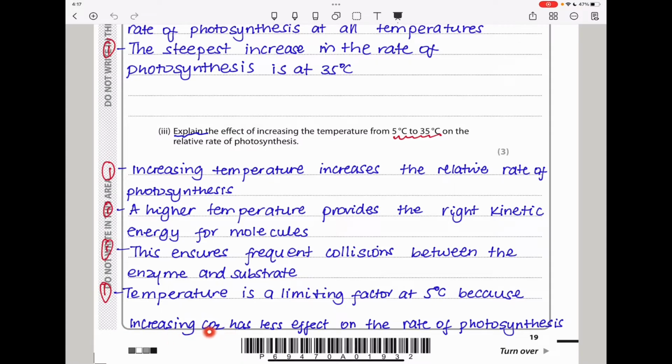So here I said increasing the CO2 concentration has less effect on the rate of photosynthesis. This is if temperature is high enough, then the rate is going to be high enough. However, at 5 degrees, because temperature is limiting, no matter how much the CO2 concentration is increased, the rate of reaction will not increase significantly. So this is linked. The temperature is the limiting factor at 5 degrees because increasing CO2 has less effect on the rate of photosynthesis at that temperature. So when you increase the temperature and increase the CO2, then you have a higher rate. So let's continue to the next part.